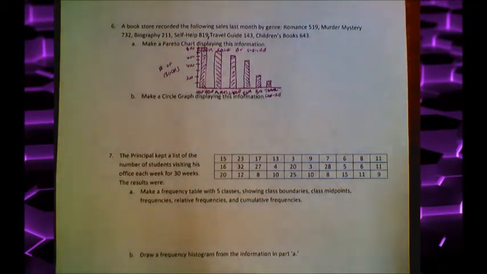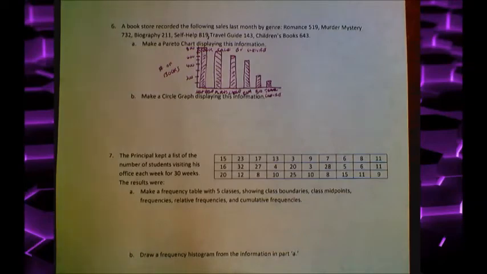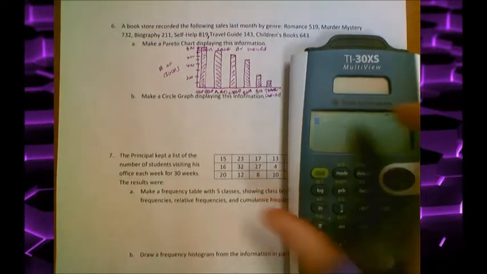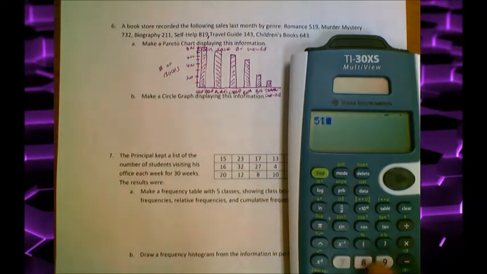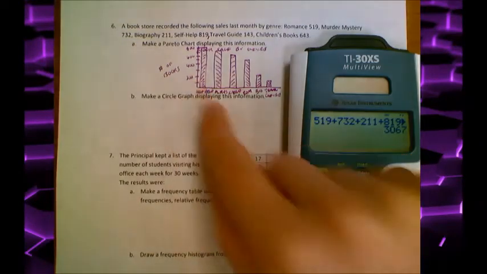Not a huge deal. All right, I'm going to make a circle graph. So to figure out how we're going to divide it up, we kind of need the total number that we have here. So let's pull out a calculator and we'll add all of these up. So we have 519 plus 732 plus 211 plus 819 plus 143 plus 643. I think it was about 3,067 total sales.